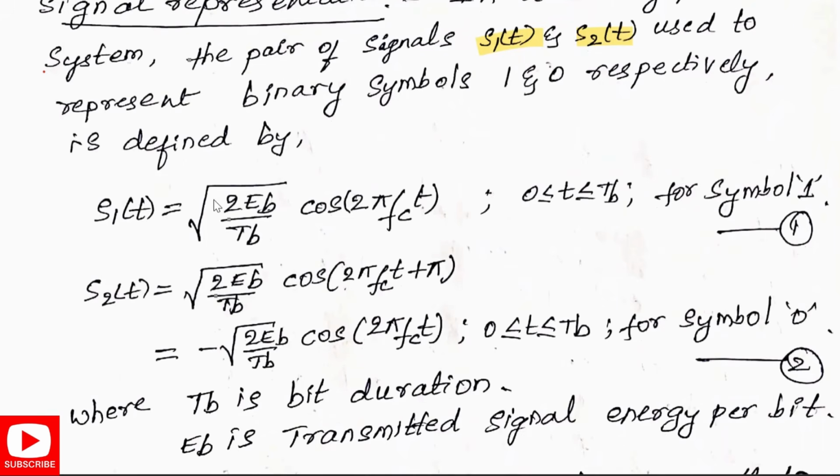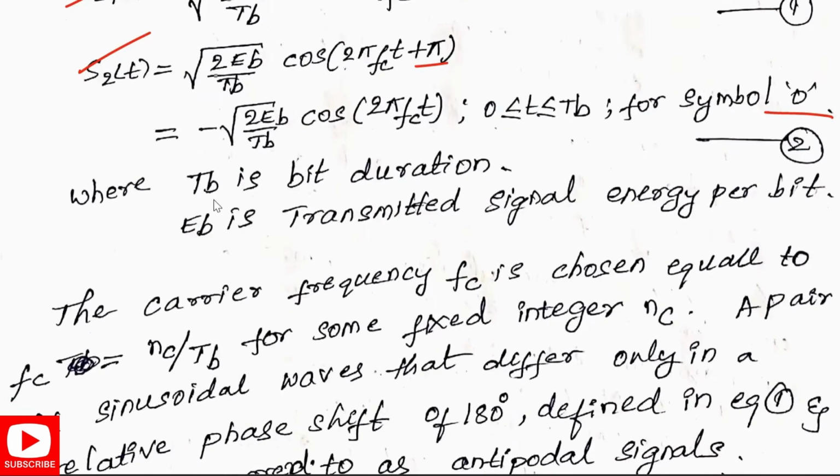S1 of t is square root of 2 EB by TB cos 2 pi FCT. This is our S1 of t, and S2 of t is root 2 EB by TB cos of 2 pi FCT plus pi. Here t lies between 0 to TB, the first for every symbol 1, and the second for every symbol 0. Here TB is the bit duration and EB is the transmitted signal energy per bit.